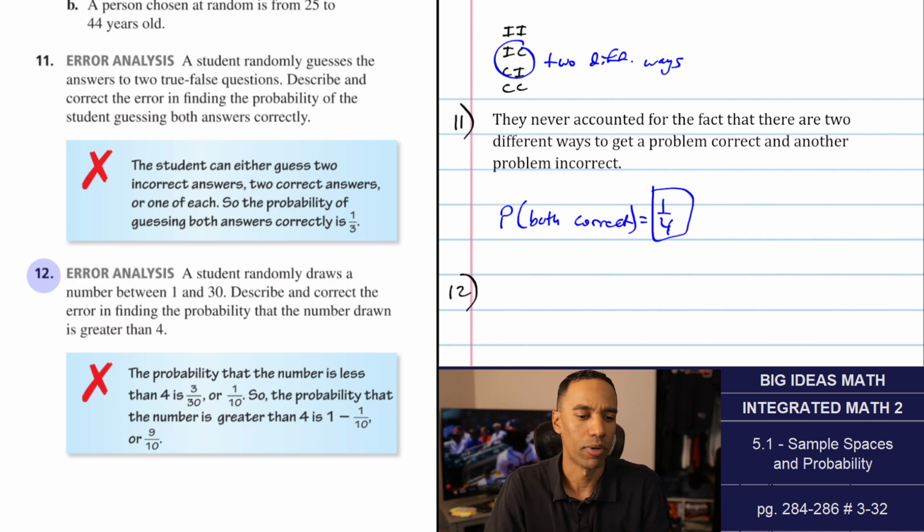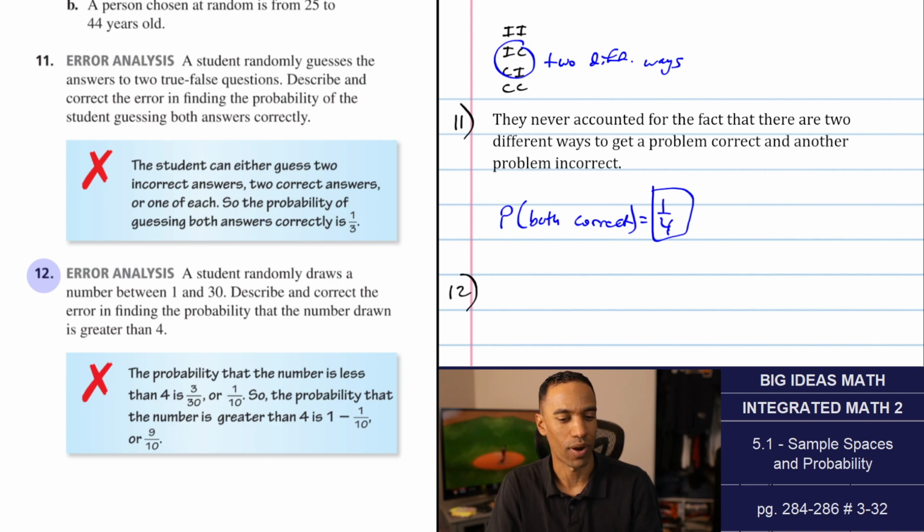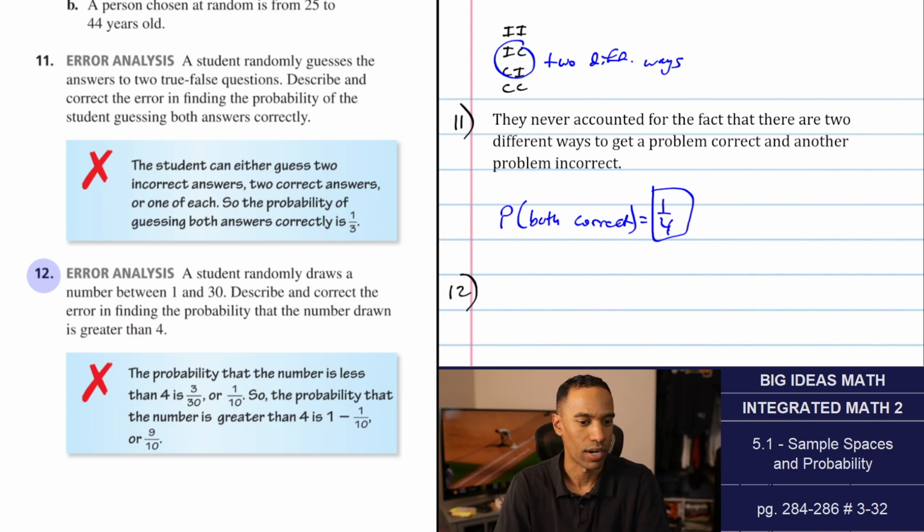Excuse me. The probability a number drawn is less than 4 is 3 out of 30. Or, less than, yes. Or 1 out of 10. So probability numbers greater than 4 is 1 out of 10, or 9/10. Let's see.